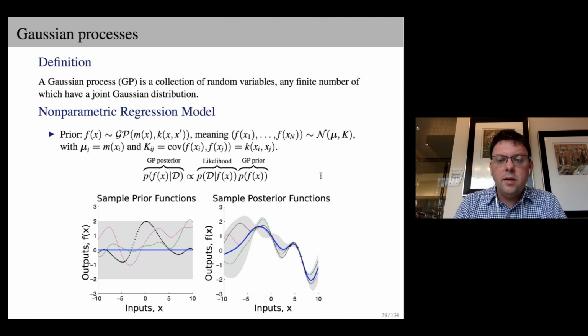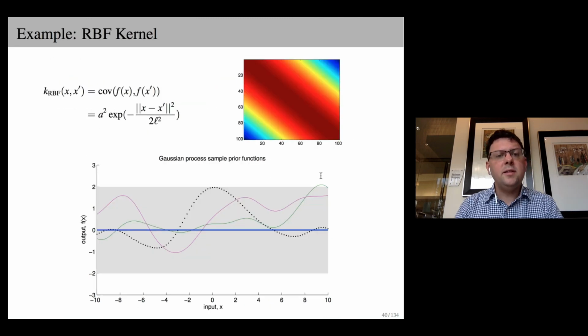Very importantly, all of the statistical properties of these functions are controlled by our kernel. And in this case, we're using what's called an RBF kernel, also known as a squared exponential or a Gaussian kernel. This kernel has the functional form a squared times the exponential of the negative Euclidean distance between our two inputs, x and x prime, over 2L squared, our length scale.